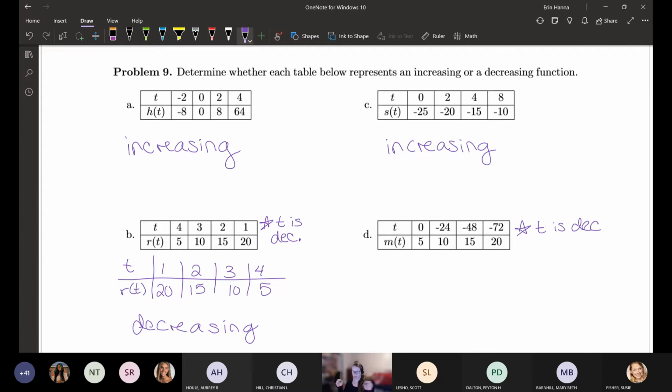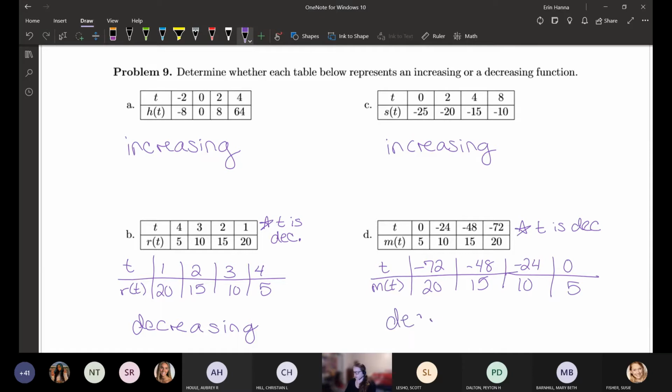You could have T being decreasing, you have to flip-flop it over, and all of a sudden it turns into an increasing function. Well, it doesn't magically change it to an increasing function, but you can then tell that it's an increasing function. So let's go ahead and switch this table around again to have the T values being increasing. So we'd have 20, 15, 10, and 5, which again, since those M of T values are now in the correct order and they are decreasing, this would give us a decreasing function.